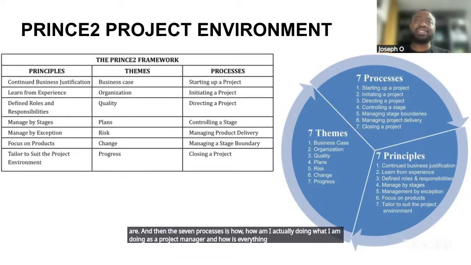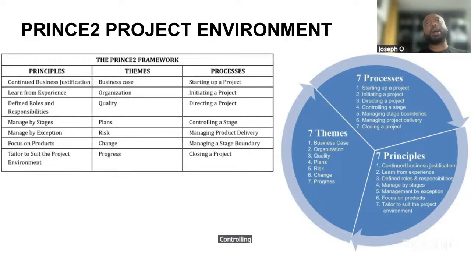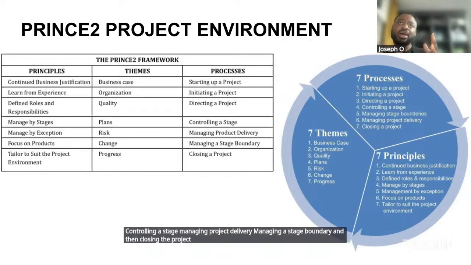So we have starting up a project, initiating a project, directing a project, controlling a stage, managing project delivery, managing a stage boundary, and then closing a project. Those are the 7 processes we have within PRINCE2.